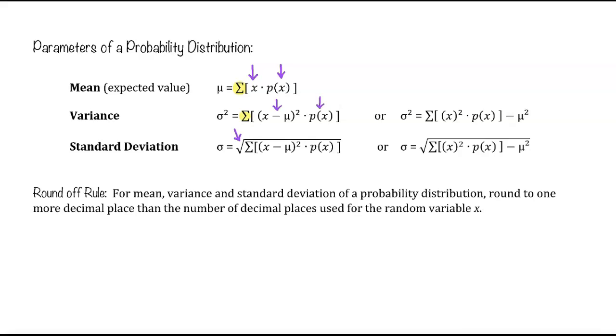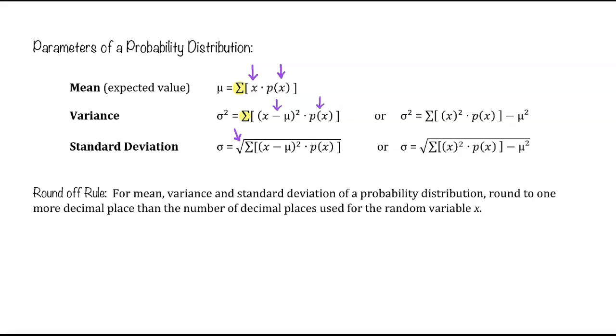Our round-off rule in this case is the same as we've seen before. We're going to round to one more decimal place than the number of decimal places that are used for the random variable x. So we take the number of decimal places that are present in the x column of the probability distribution and make sure to include one more decimal place when we calculate the mean, variance, and standard deviation.